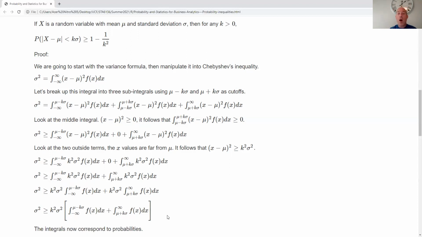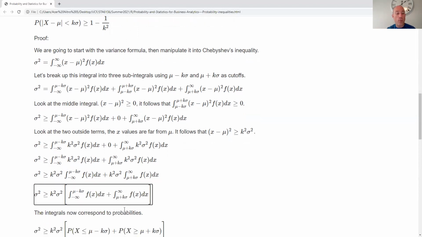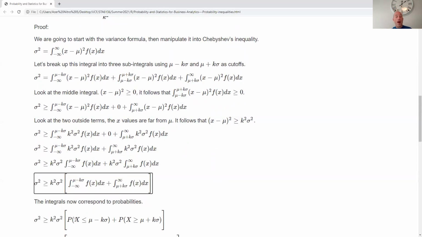Okay. So now I'm looking at this and I realize I have a probability distribution function inside the integral, and I know from the definition of probability distribution functions that this integral is going to be a probability, and this integral is a probability. So let's go ahead and do the replacements. So now I've simplified the statement to sigma squared greater than or equal to k squared sigma squared times a probability plus another probability. Now I'm going to do a little bit of college algebra with my inequalities. I'm going to subtract mu from both sides and set things up.